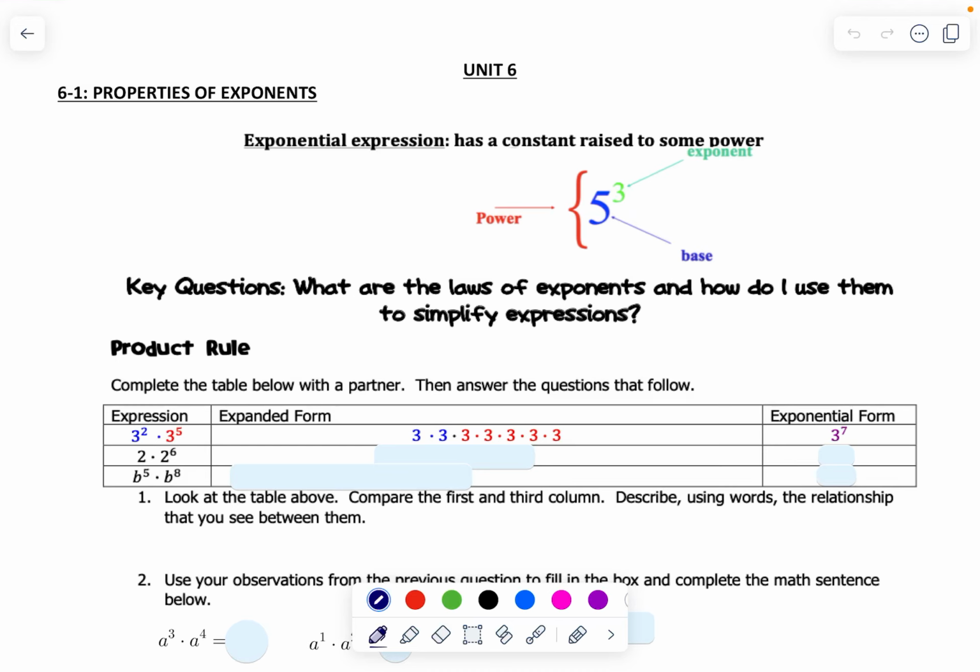Hey, welcome back to Unit 6. We're looking at exponent rules here today.